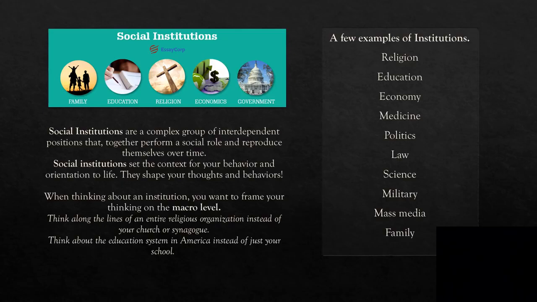What I want you to think about when you think about an institution is that you need to frame your thinking on a macro level, right? On a large scale level. So it's not your local classroom, it's the education system as a whole. It's not your church or synagogue, it's religious organizations. It's not your family, it's the context of family, right? So it's the idea of family. It's the laws and rules surrounding who can qualify as family and get insurance. It is the idea of who you could call family based on maybe a piece of paper or a religious ceremony.